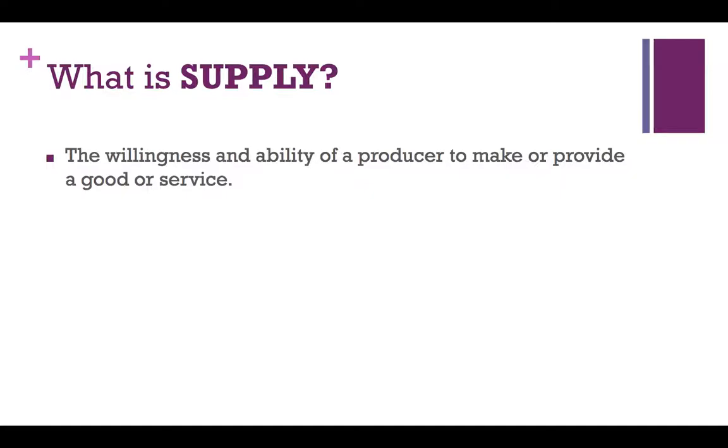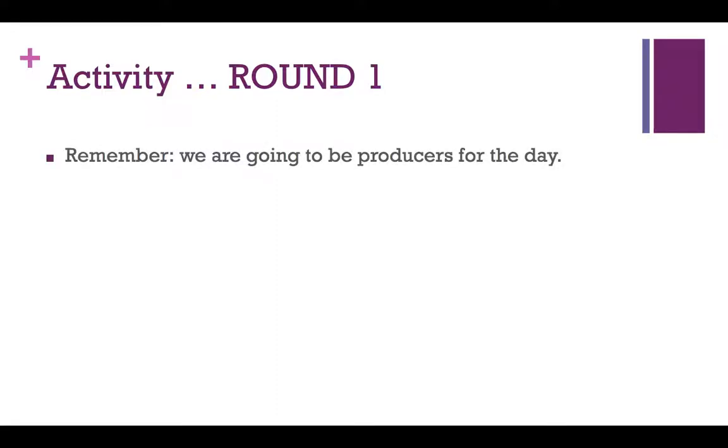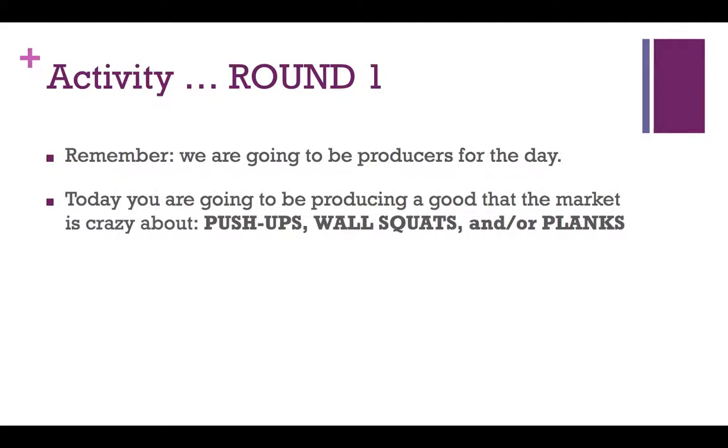And when we think about supply, we're going to have to think in the mindset of a producer. So make sure that you pretend for a second that if you're a producer, your sole goal is to make money. Okay? So normally what I would do is have you do a little activity where I would provide you M&Ms for producing one of 3 products. You could either produce 15 push-ups, a 30-second wall squat, or a 30-second plank.